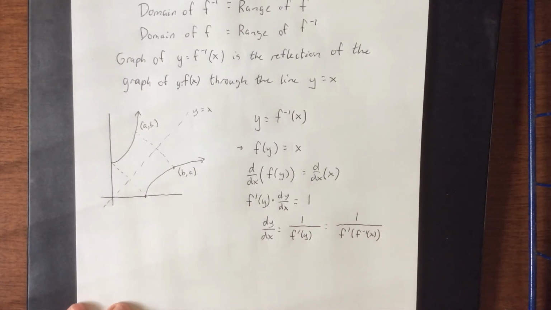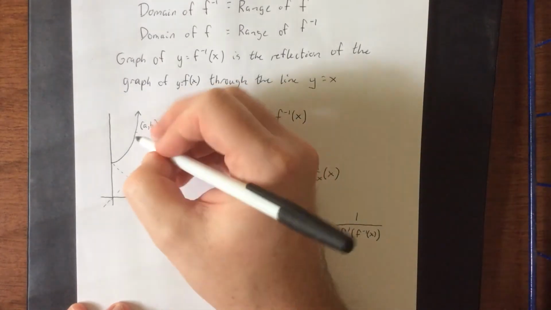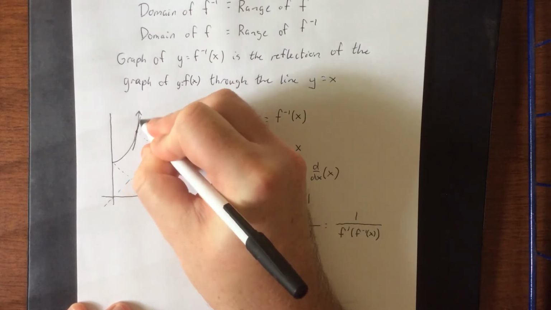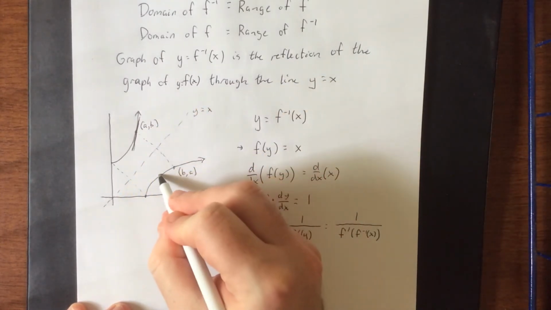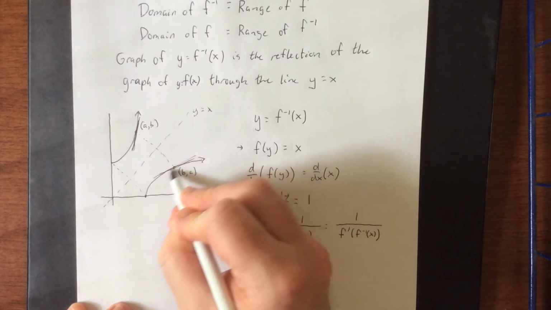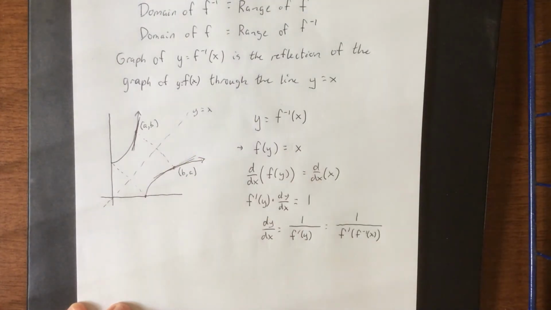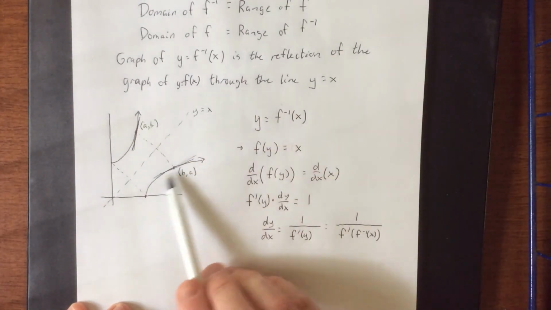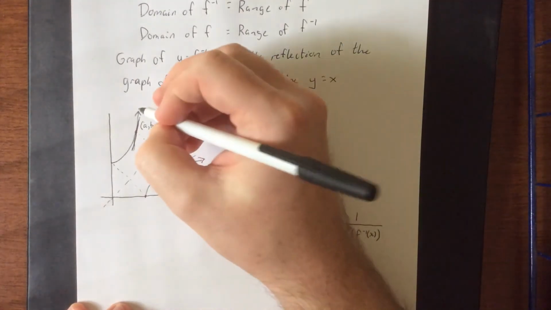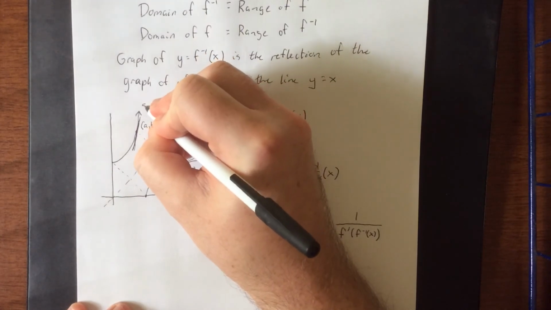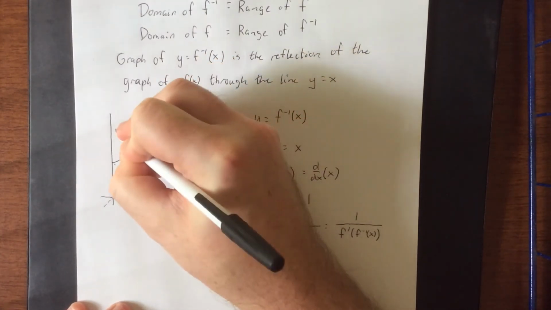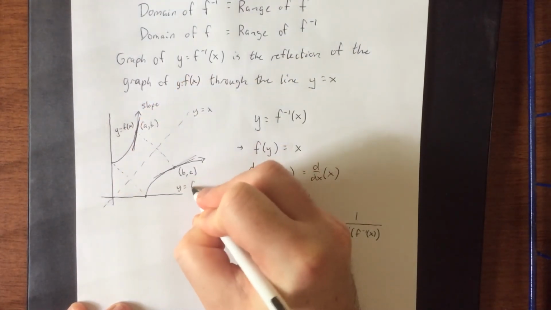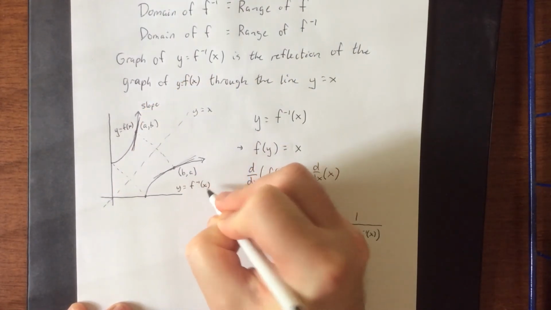So let's put that into perspective of what we have over here on our graph. What that means is that the slope of the tangent line that is right here and the slope of the tangent line that's right here would be reciprocals of each other. You'll notice that this one is very large and positive and that this one is very small and positive. So the slope over here, we'll assume that this function over here is y equals f of x and that this one down here is y equals f inverse of x.